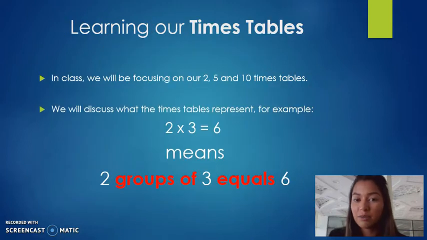When learning our times tables in class, we'll be focusing on our 2s, 5s and 10s and explaining what each number means. For example, that 2 times 3 equals 6. To understand 2 groups of 3 equals 6, not to be confused with addition at this point.